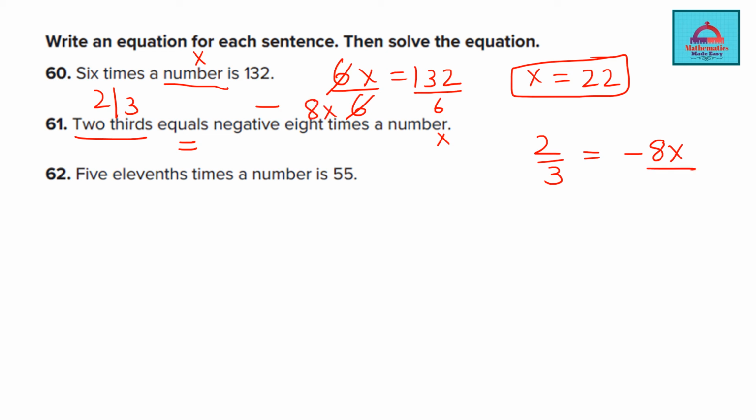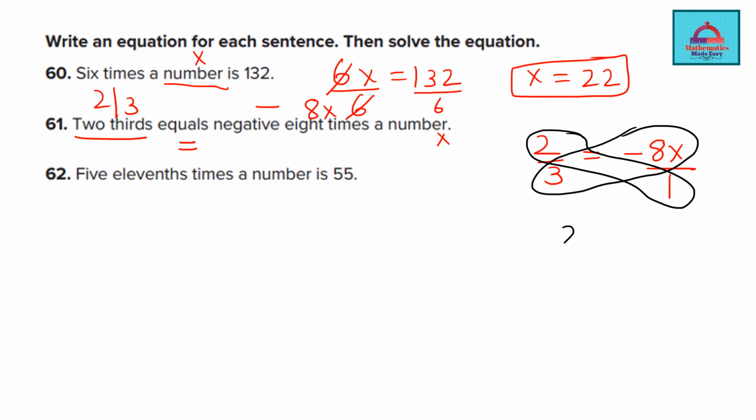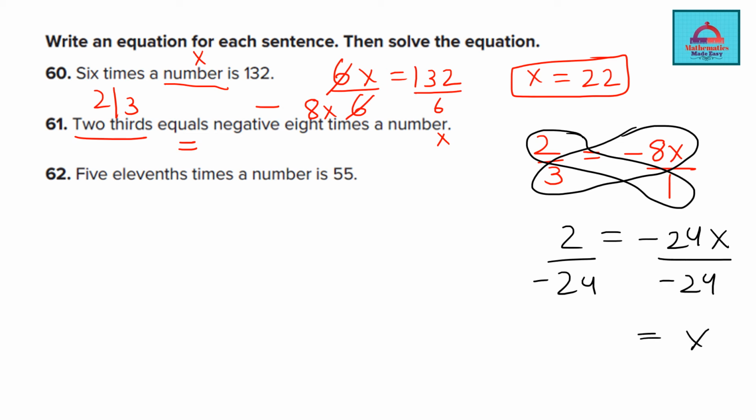So now you can solve by cross multiplication. Do the cross multiplication and you get 2 is equal to minus 24x. Divide by minus 24 on both sides. So x is equal to minus 1 by 12. That's the number. It's a negative number.